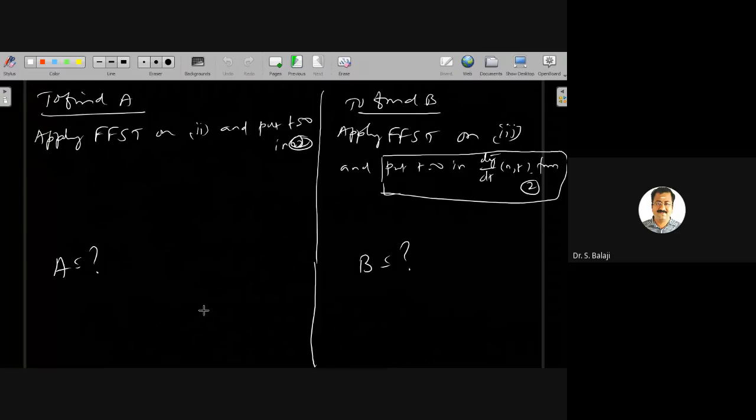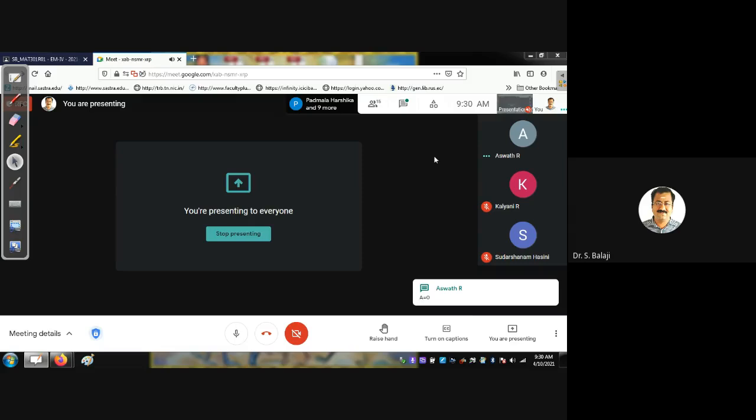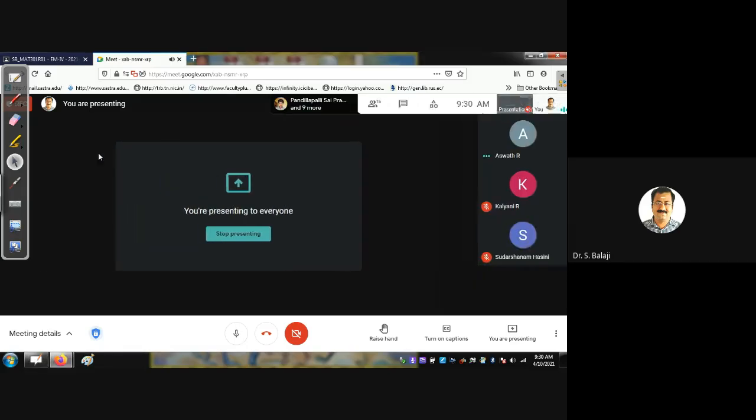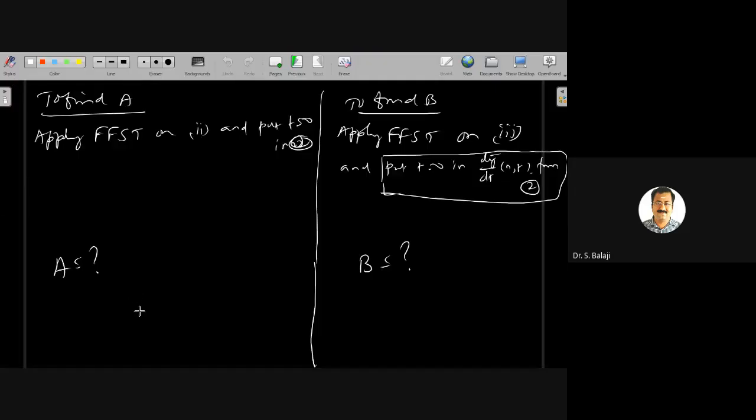Apply finite Fourier sine transform in 2. This number 2. What is the value of A? A is zero. Yes, A is 0. Very good. And then get the B value similarly. Value of A equal to 0.